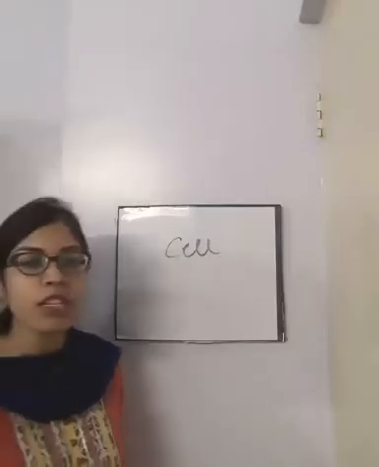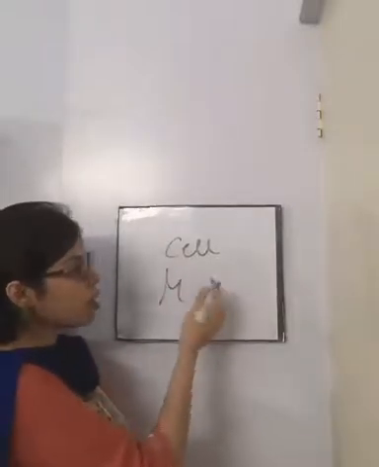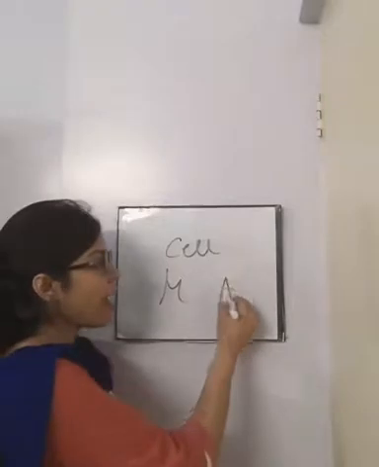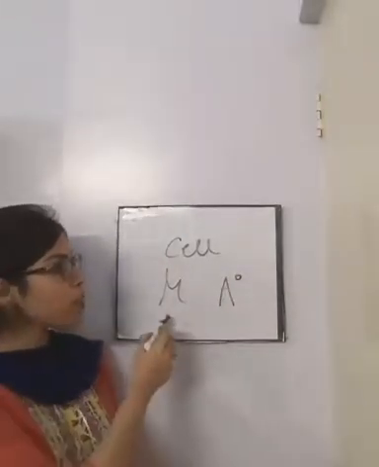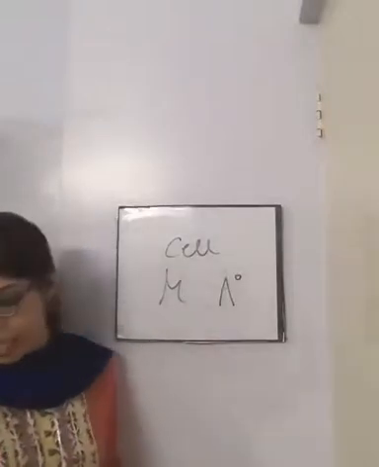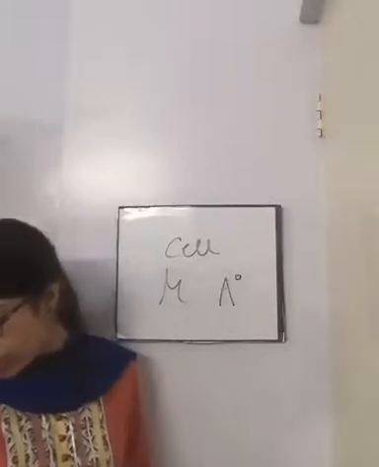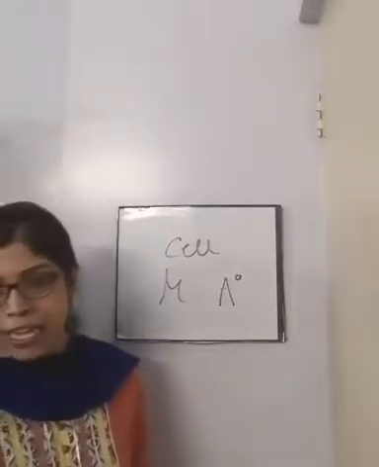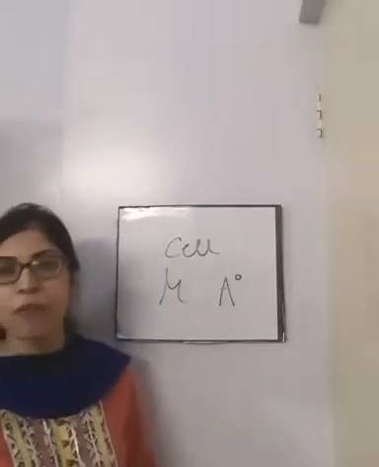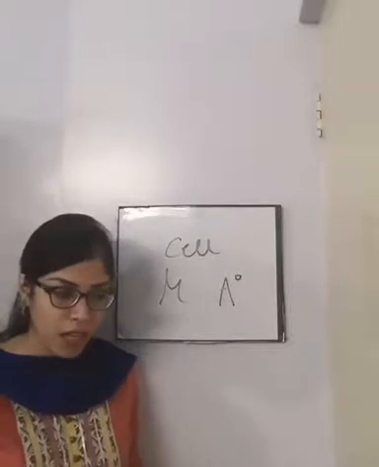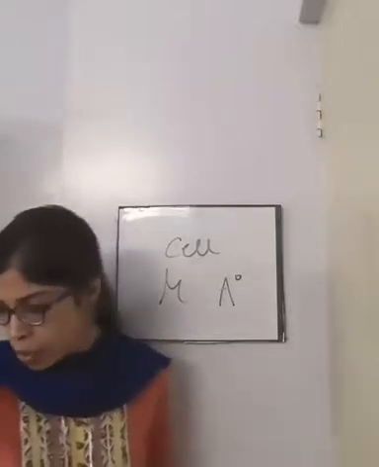The measuring unit of a cell may be the micron. You know micron, and you are also familiar with angstrom. So these are the measuring units of cells, and the smallest cell is a bacterium known as mycoplasma, and the largest cell is the cell of the ostrich. So they are highly different from each other in case of size.